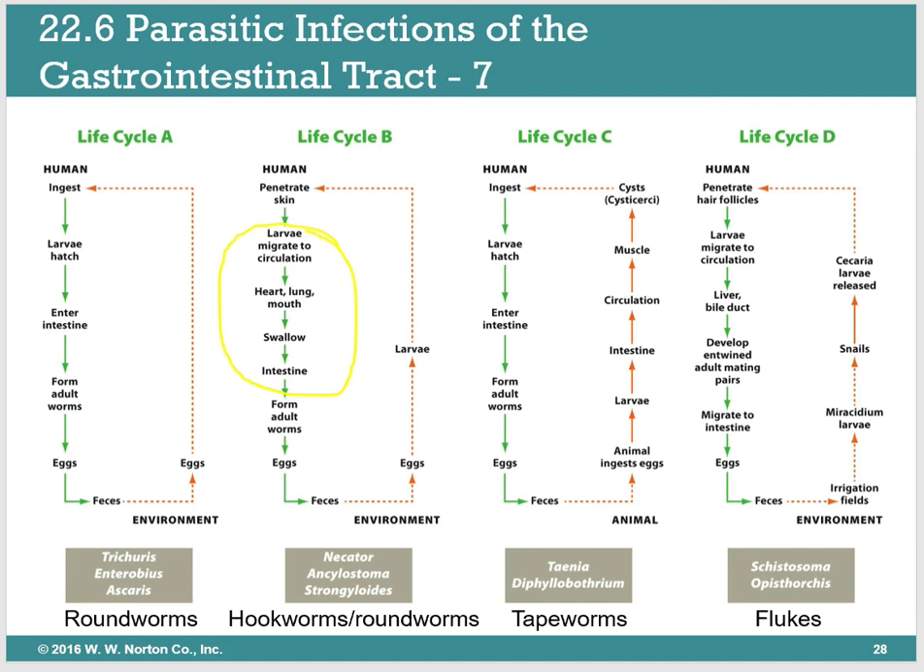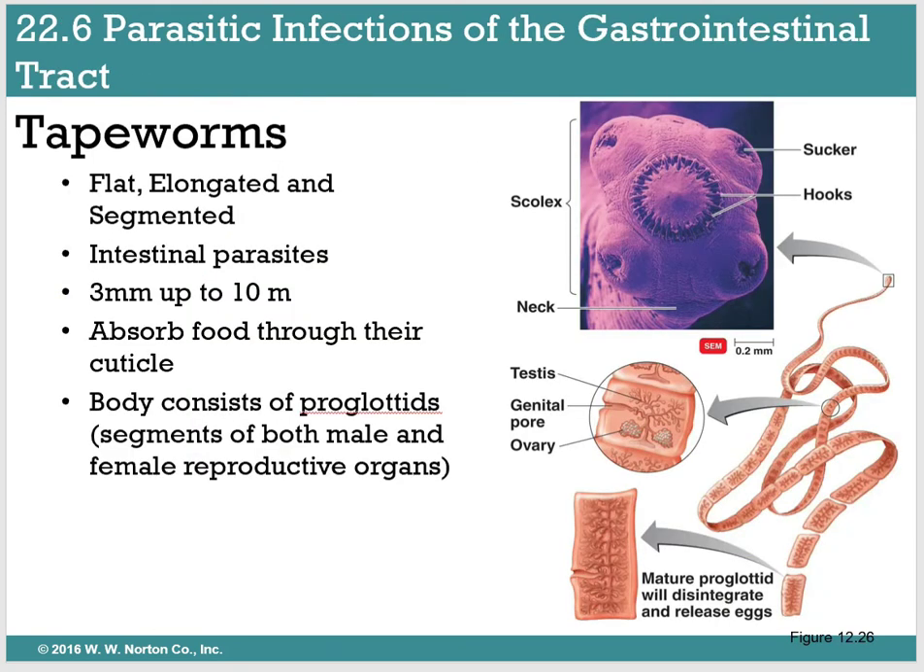Okay, so let's talk about tapeworms. Tapeworms are pretty nasty, but they are pretty cool and, in my opinion, kind of cute. But with tapeworms, they're kind of unique in their structure because they are flat. They are literally flat, elongated, segmented worms. So meaning that they have individual little sections. They are not one continuous thing. They are intestinal parasites. They can grow extremely big, but what they do is that they will absorb food through their little suckers. So whatever food you are intaking, they will uptake as well.